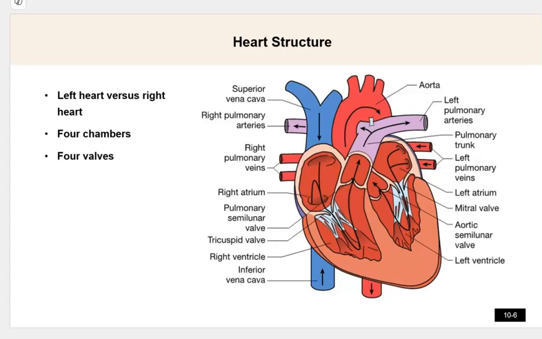That gives us 4 chambers. We have 2 atria and 2 ventricles. Each atrium is connected to the ventricle via an atrioventricular valve. The tricuspid valve connects the right atrium to the right ventricle, and the mitral valve, or the bicuspid valve, connects the left atrium to the left ventricle. The right atrium, tricuspid valve, and the right ventricle form the right side of the heart. So if we use terms like right-sided heart failure, that's the area that we are referring to.